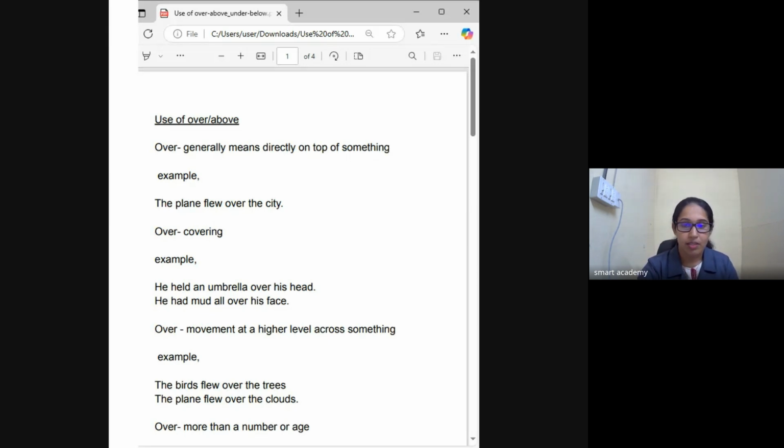The next one, the other use of over is for covering. It could be covered. He held an umbrella over his head. He held an umbrella over his head because it's a covering. Okay, he held an umbrella over his head.